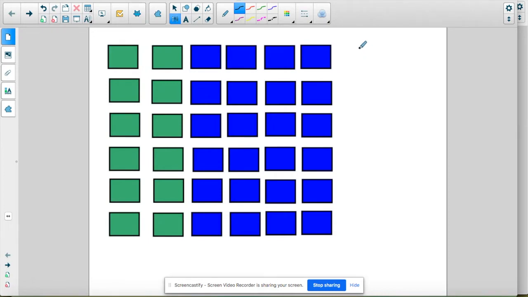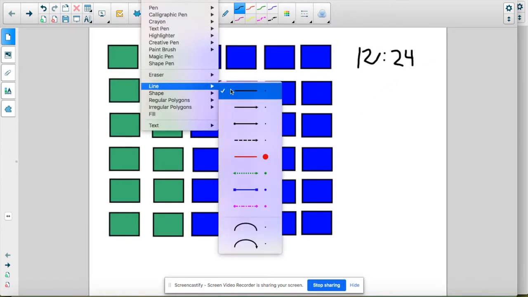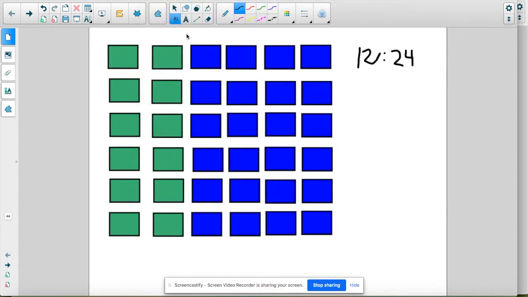Green to blue, we have 12 green and, oops, the pen's not letting go, and 24 blue. So our original ratio is 12 to 24. But what if we didn't look at them as individuals? Instead, we looked at them as groups.